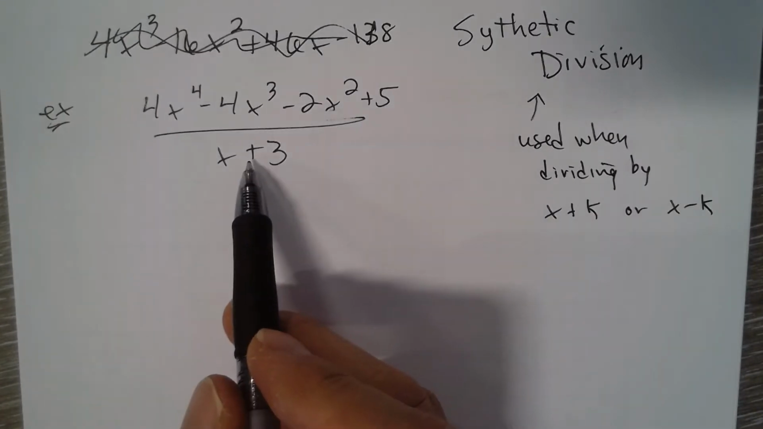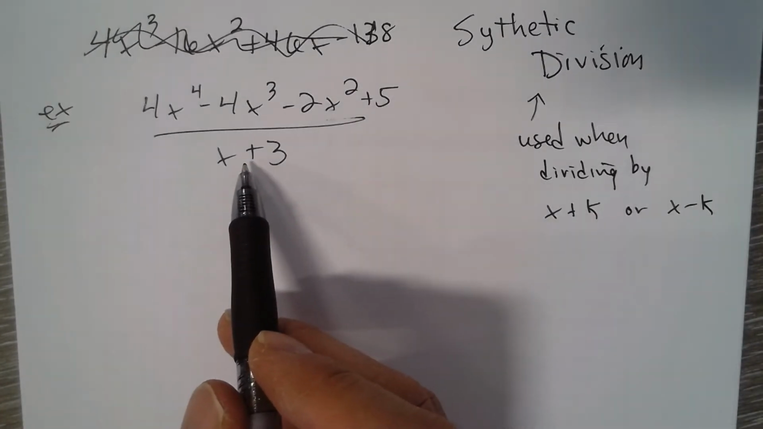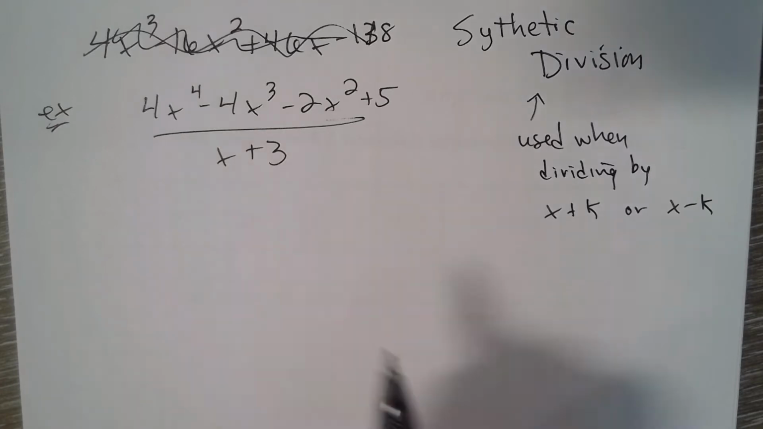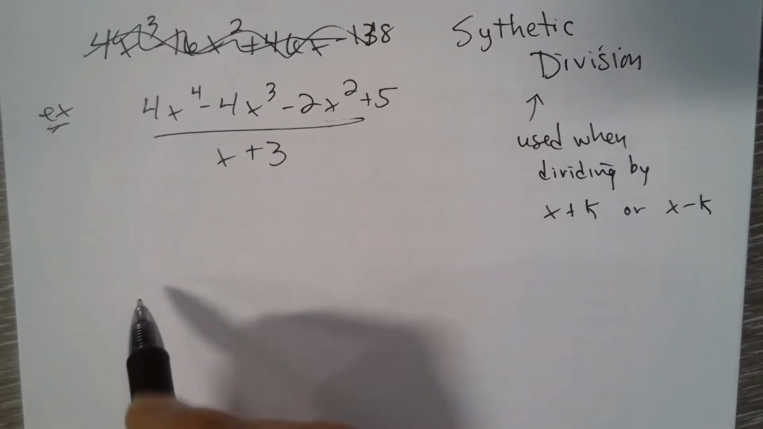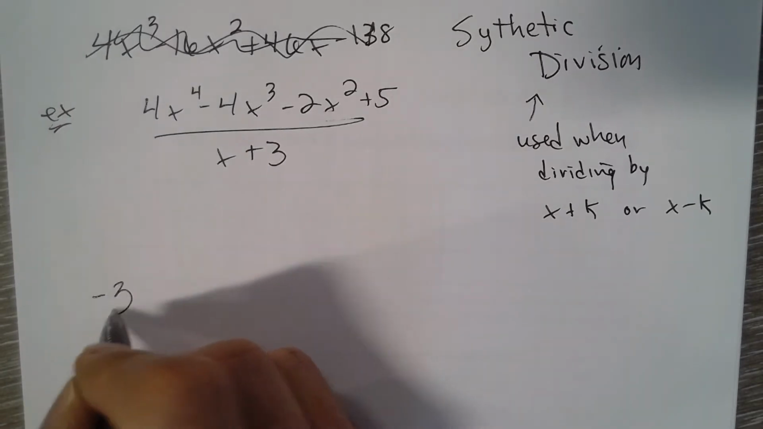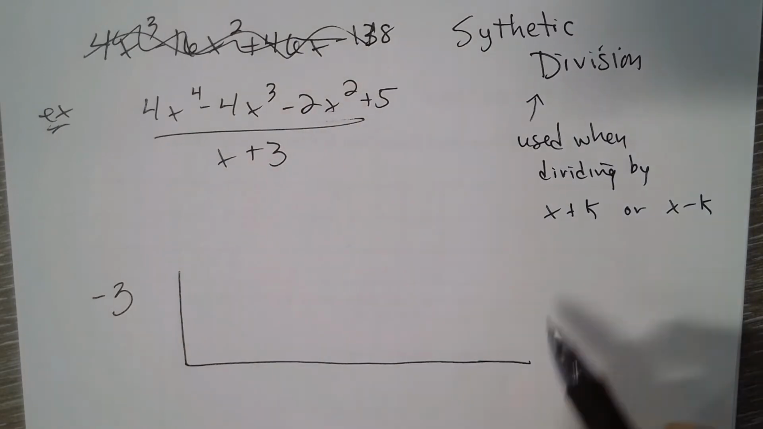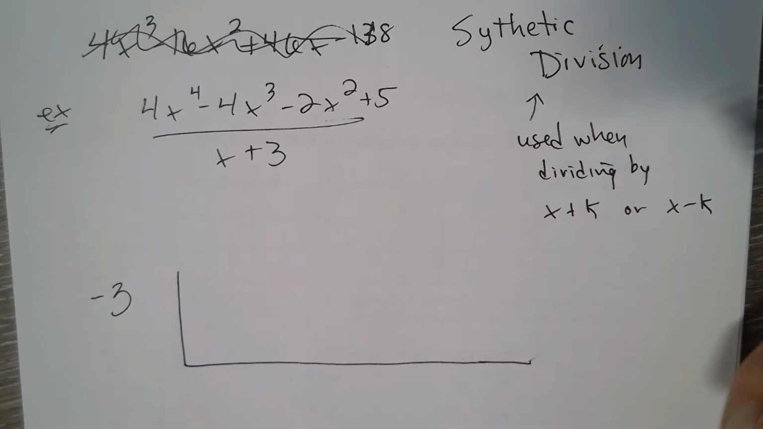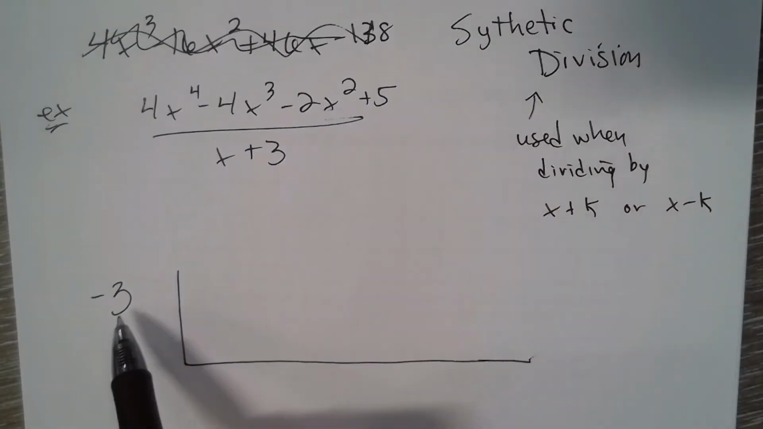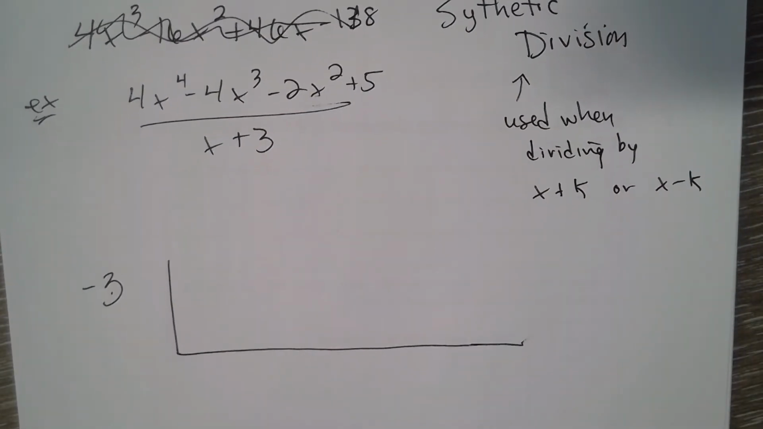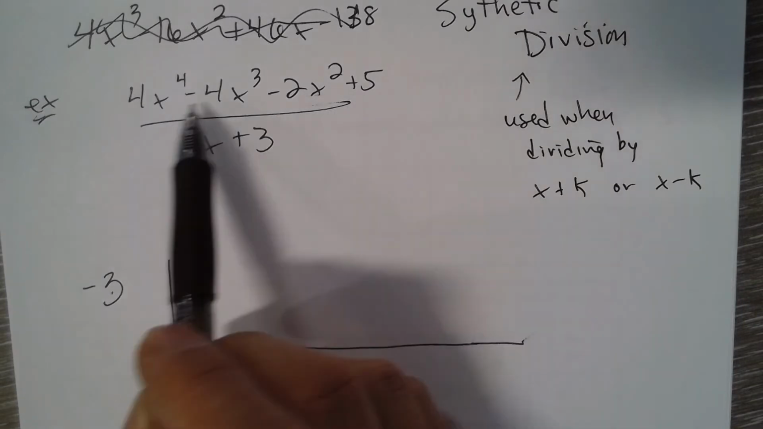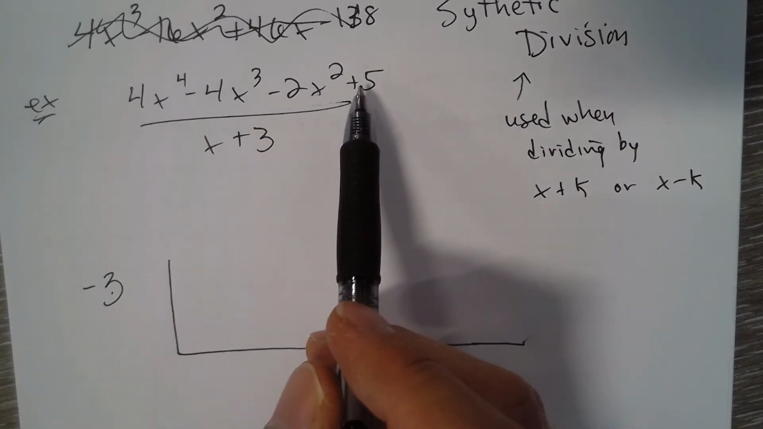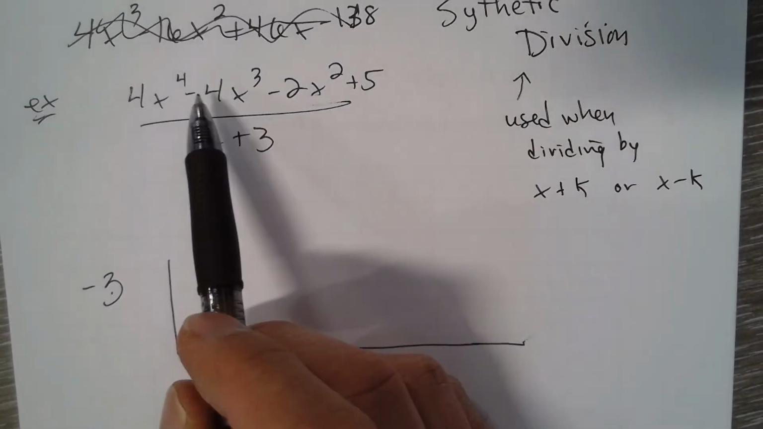Whatever makes x plus 3 equal 0 goes out front. So don't put 3 out front, we put negative 3 out front. That negative 3 is what makes the bottom here 0. It's like this is the 0, that's the factor, and that's the 0. Now we write all the coefficients of our numerator.